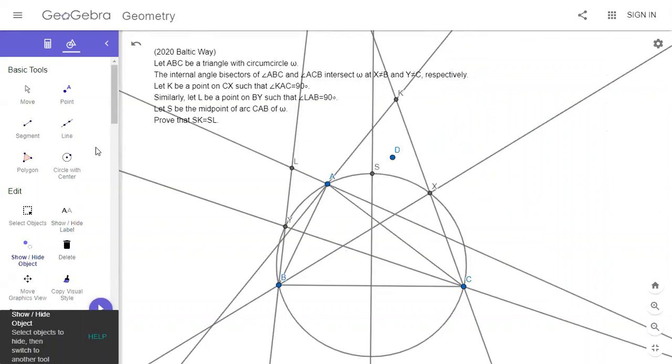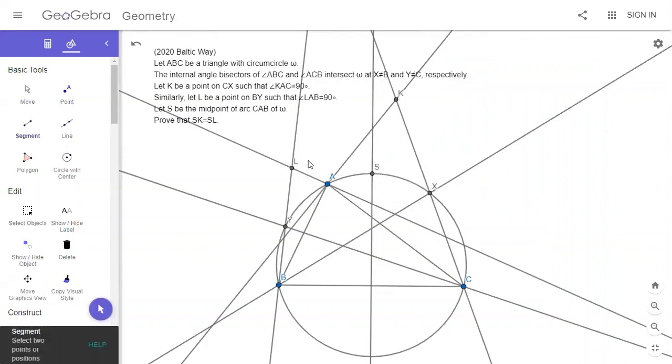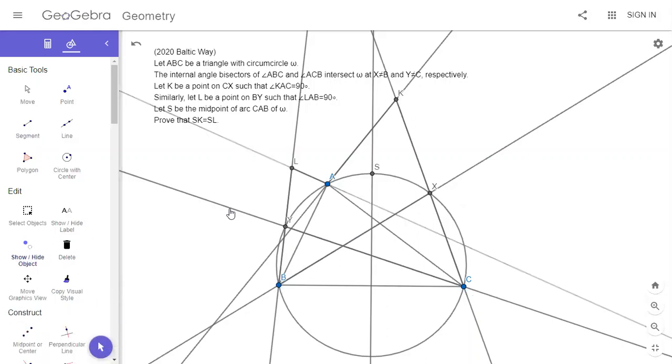All right, so I'm going to hide some stuff here. Let's see. Draw that. Draw. Let's see. Draw this, and then this, and that, and then hide everything else.